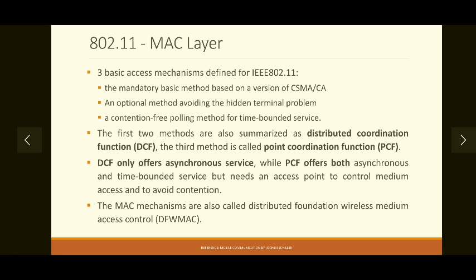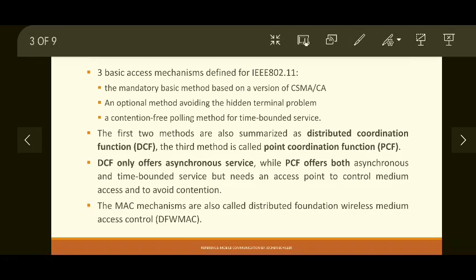It is based on a version of CSMA/CA, carrier sense multiple access with collision avoidance. So based on CSMA/CA, there is one version that is the first method of the IEEE 802.11 medium access layer. Then the second method is an optional one which is used for avoiding hidden terminal problems.